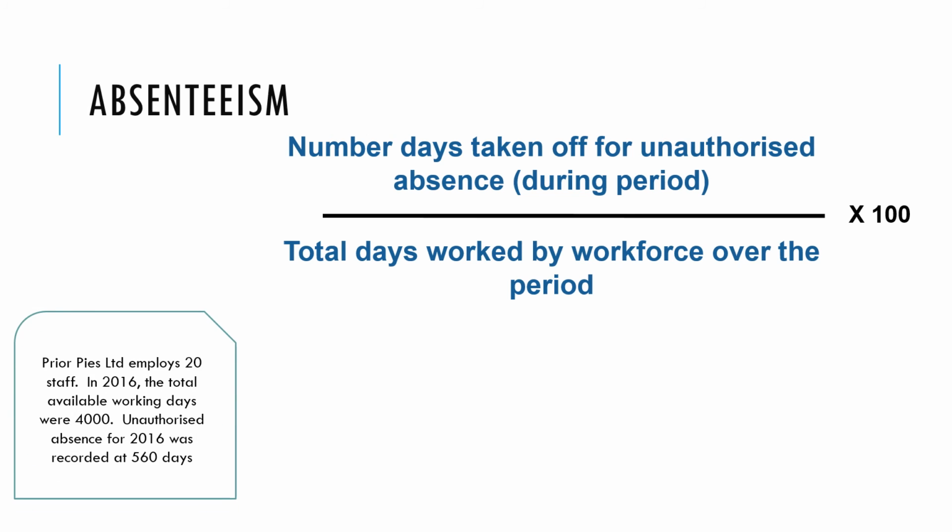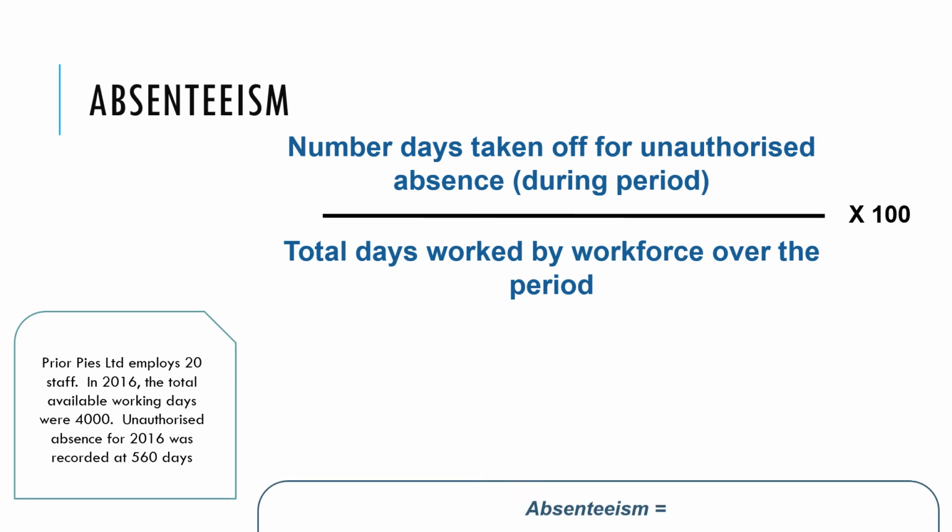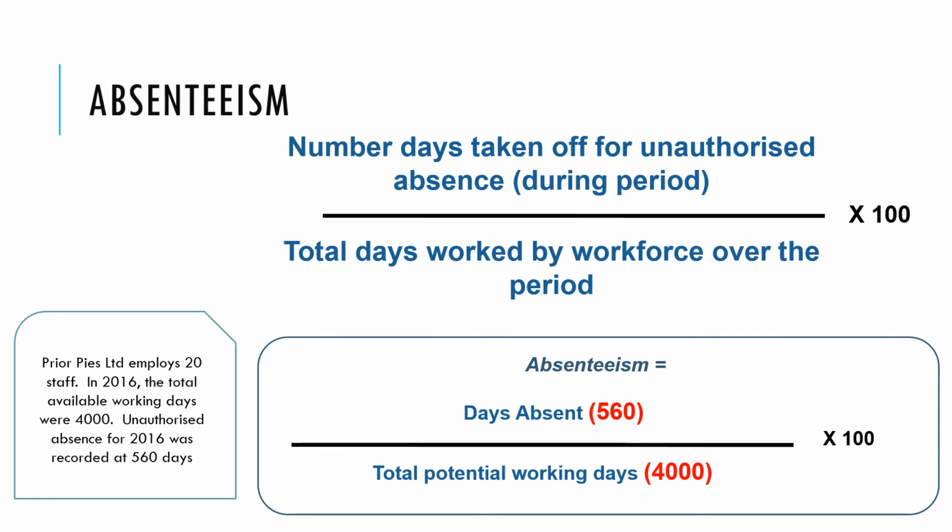So let's have a look at a quick example. Prior Pies Limited employs 20 staff. In 2016, the total available working days were 4,000. So that's the number of days that a member of staff could work times by the number of staff in the business. Unauthorized absence for 2016 was recorded at 560 days. So staff had taken 560 days off in total. So what was the rate of absenteeism for the year? Well, they were absent for 560 days. They could potentially have worked a total of 4,000 days worth of work. So the absenteeism rate here would be 14%.